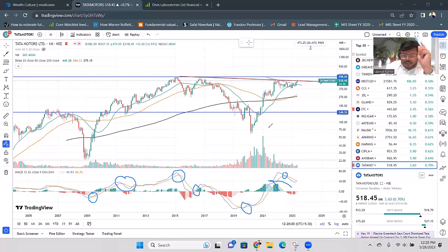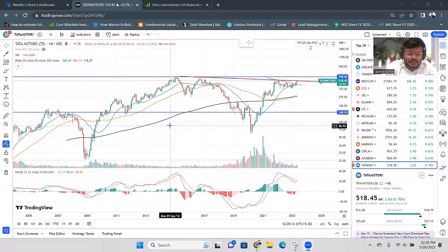Okay. The other thing that I want to talk about, now this is the other important thing. So let's say I am in Titagarh Wagons. I am in this company called Titagarh.